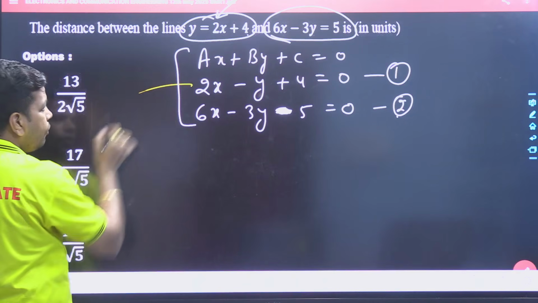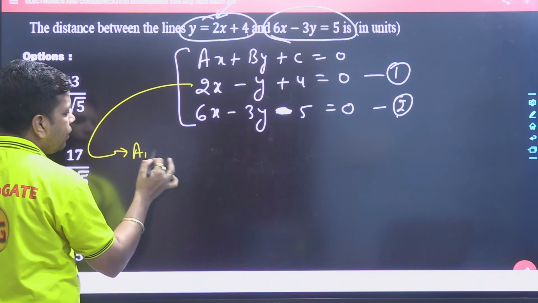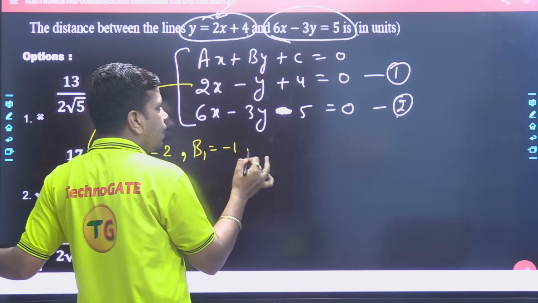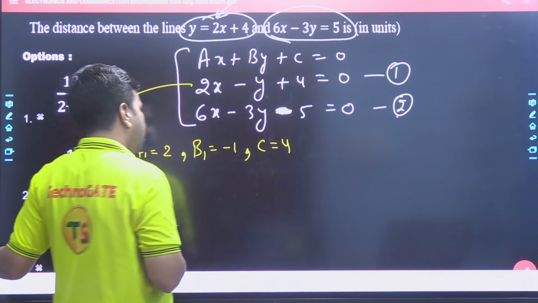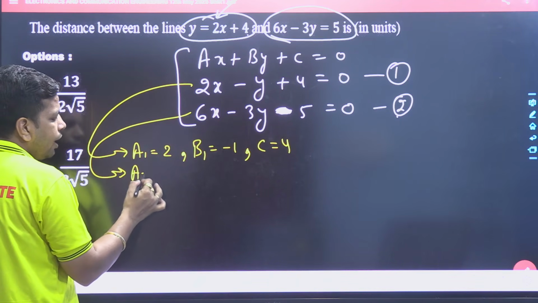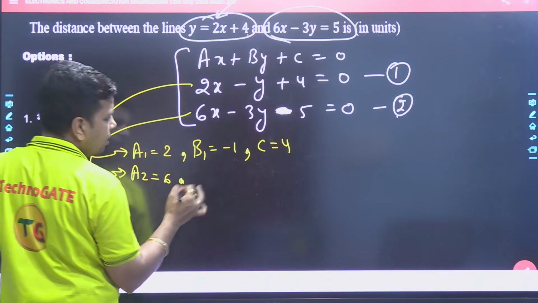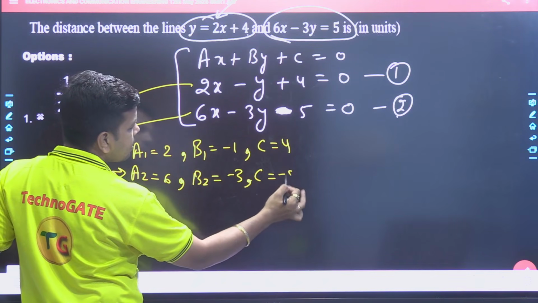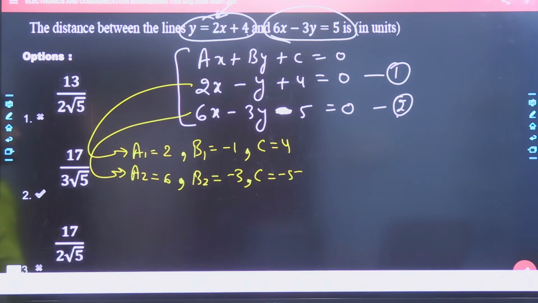Now for the first line, can we say that the value of a1 is 2, the value of b1 is minus 1, and the value of c1 is 4? And for the second line, the value of a2 is 6, the value of b2 is minus 3, and the value of c2 is minus 5.